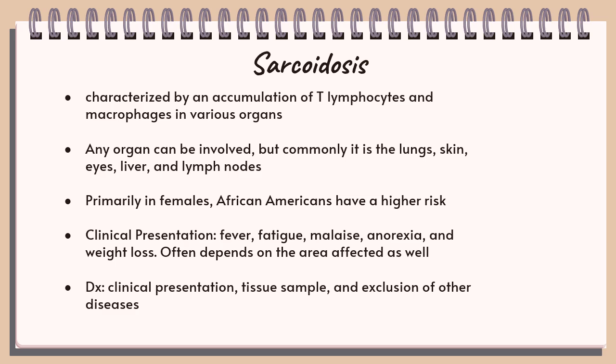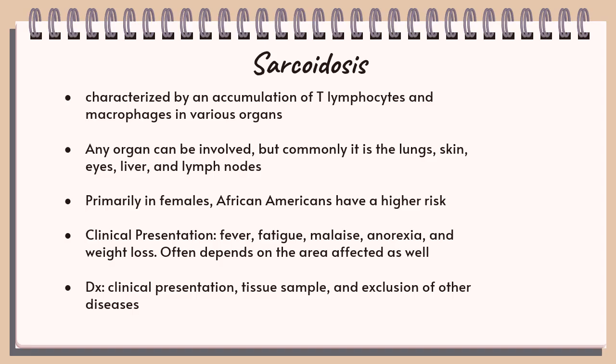Eyes, we might start having issues with vision. Liver, you might start having jaundice issues with breaking down of waste. And lymph nodes, you'll probably see a lot of swelling, inflammation, and pain in all of the lymphatic areas that we had talked about last class.